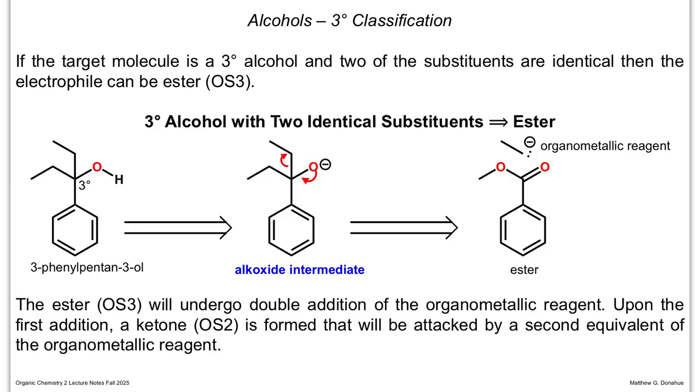So for tertiary alcohols, I'm going to give you a special case here. We can identify the oxidation state 1 carbon that's bearing the OH. Then look at the substituents bonded to it. You have an aromatic ring, and then these two other groups are the same.